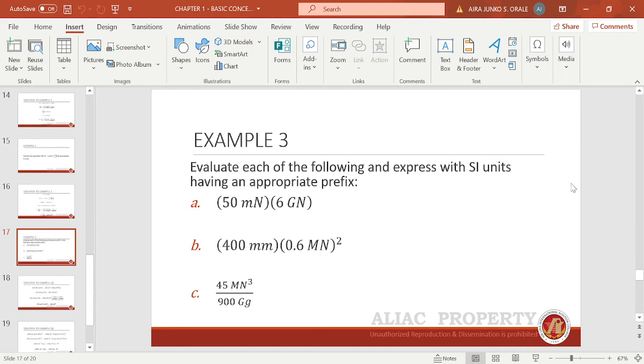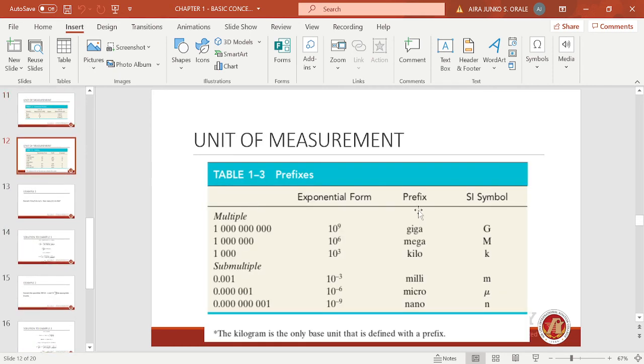Then we have a third example. Evaluate each of the following and express the SI units having an appropriate prefix. So here we have 3 questions. The first one is 50 millinewton times 6 giganewton, because the capital G is giga, small m is milli. You can check here, small m is milli, capital G is giga. So giga is 10 to power 9, milli is 10 to power minus 3.